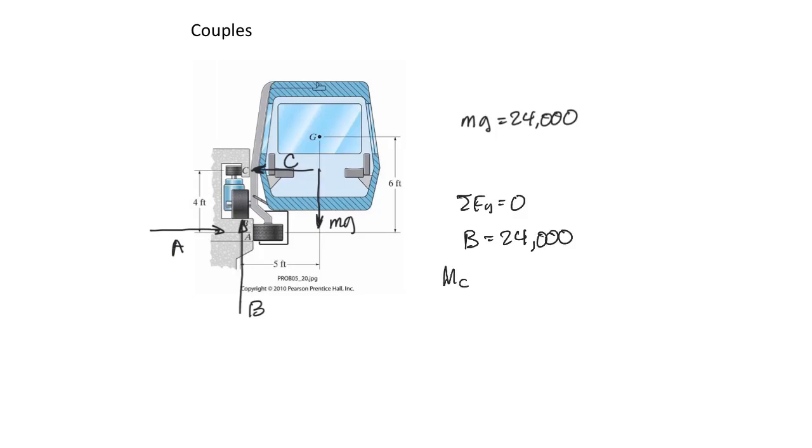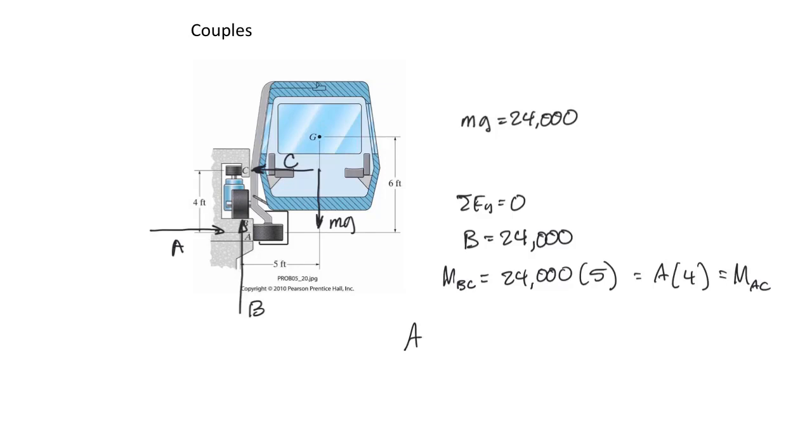And so the moment due to that couple is equal to 24,000 times 5. And that's going to be the same magnitude of the couple as A and C. And so that's also going to be equal to A or C times 4. In other words, that's also the moment of the couple. I'll call that AC, and we'll call this couple BG. The moment of the couple BG has to be equal to the moment of the couple AC.